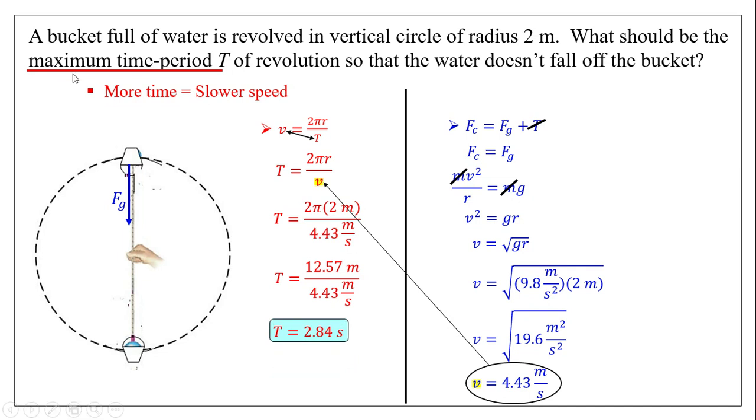These statements are super important, so hopefully as you practice, you understand what they imply and what they suggest. In this case, maximum time period suggests it is moving at a lower speed. Lower speed implies the tension in the string is 0. That is the only way to find v minimum, and once you find v minimum, it allows you to find the period.